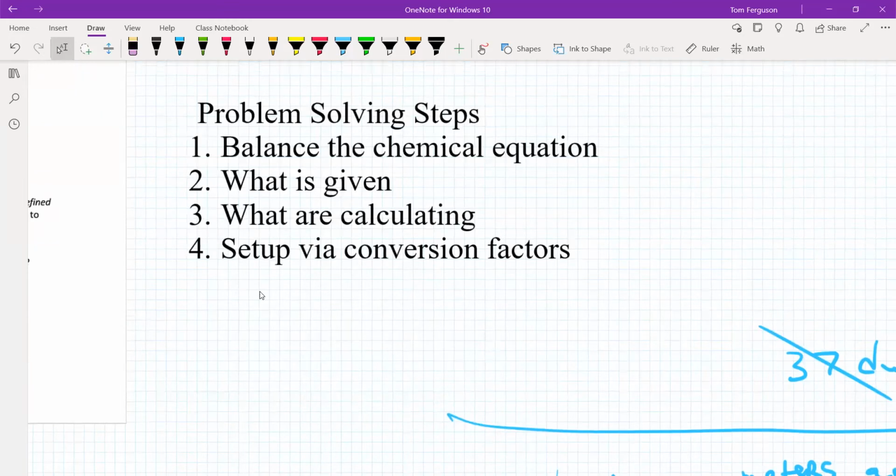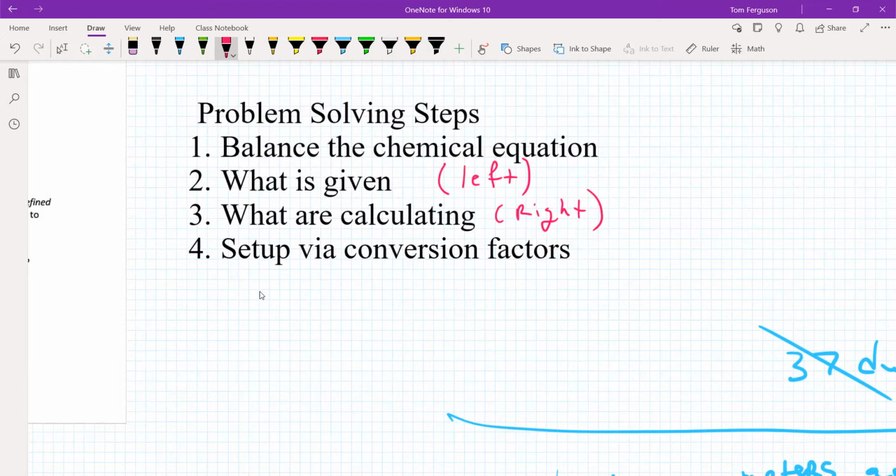So again, these are the 4 steps I want you to always use, always. A given is always put on the left. What you're calculating always goes on the right. And we're going to use conversion factors to go from the left given to the right calculated, and you are going to cancel the units. And that's going to be considered your setup. That's going to be considered 90% of the points for that problem.